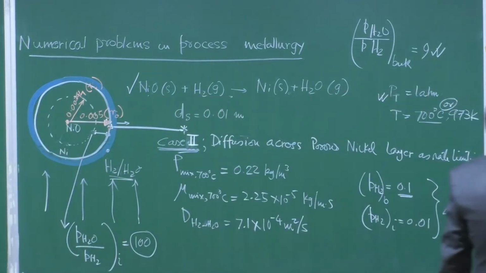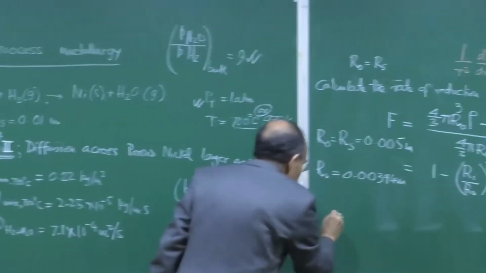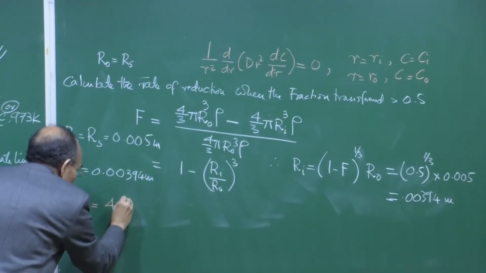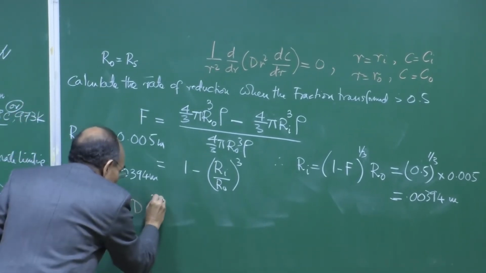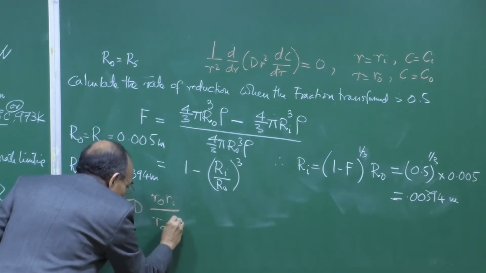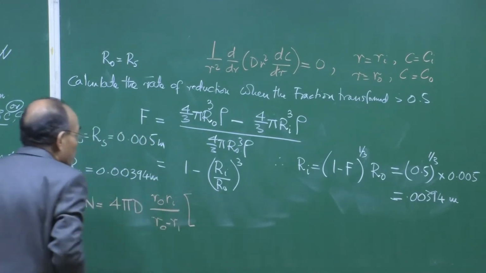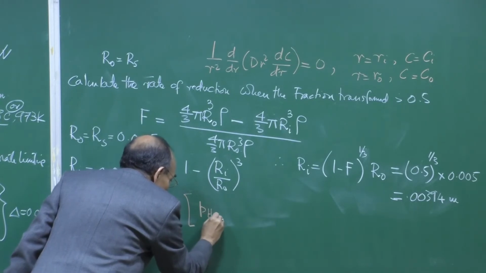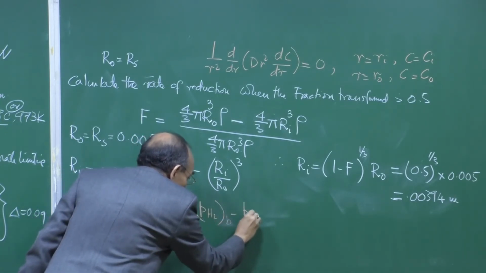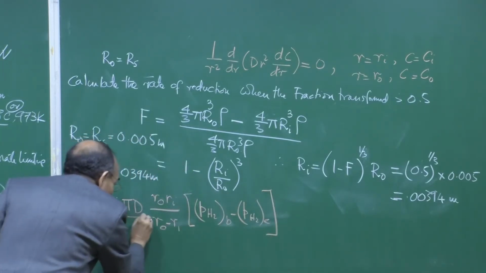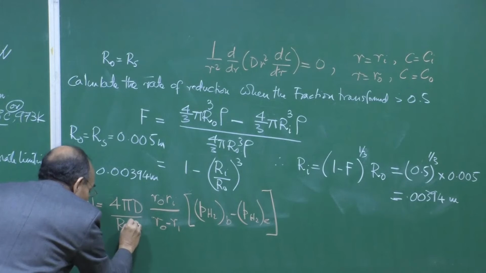So, we can solve this equation and then find the net rate of transport. The net rate of transport is given in terms of 4 pi D, where D is the diffusion coefficient, R0 Ri divided by R0 minus Ri, multiplied by, if we write in terms of partial pressure, the partial pressure of hydrogen in the bulk minus the partial pressure of hydrogen in equilibrium at the interface, and because we have used partial pressure, I will divide it by RT.